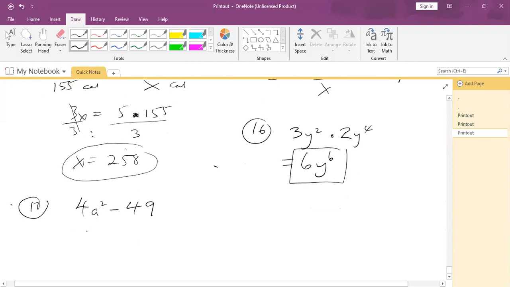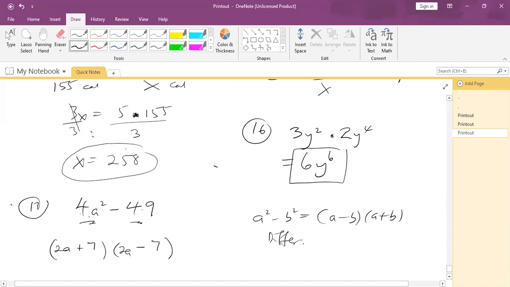If you multiply out, you should get it, but this is a difference of two squares. This is a perfect square, and that's a perfect square. The square root of 4a squared is 2a, and the square root of 49 is 7. So it's 7 here and 7 there, plus and minus. Remember, a squared minus b squared factors as a minus b times a plus b. That's called a difference of two squares. You find the square root, add and subtract. Okay. Great.